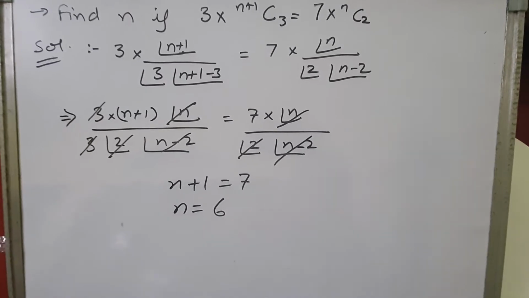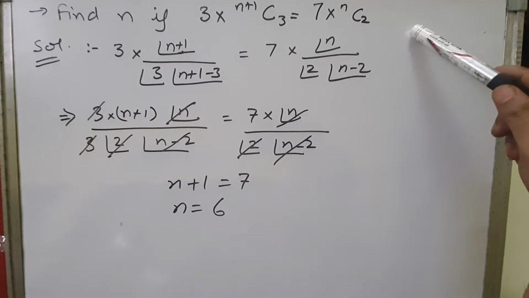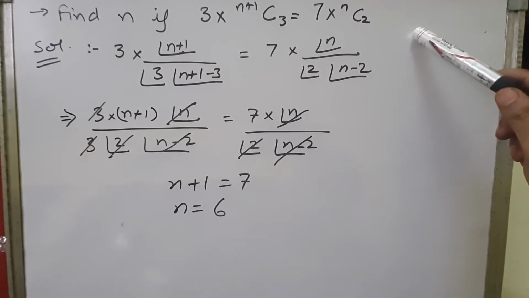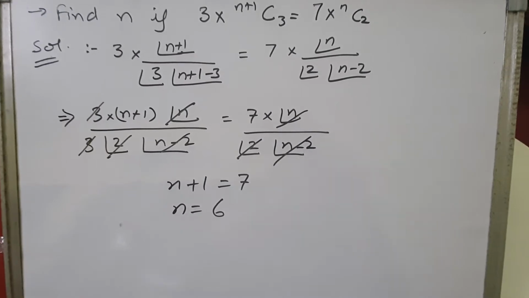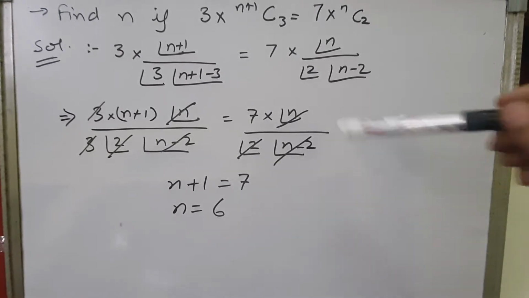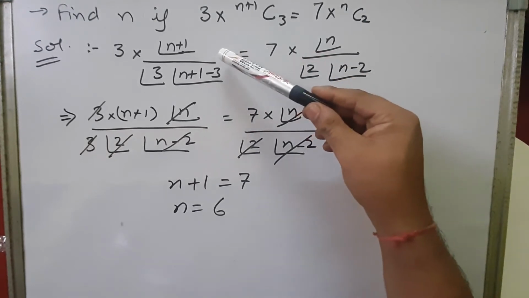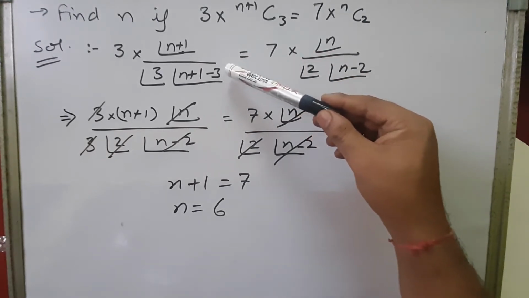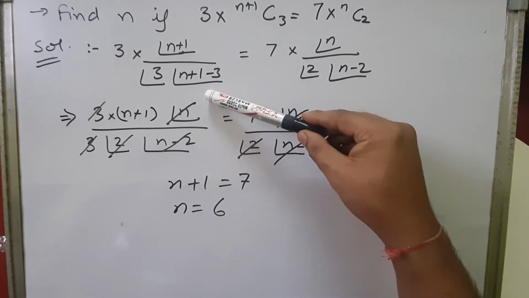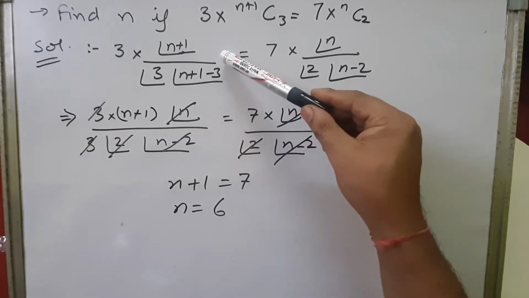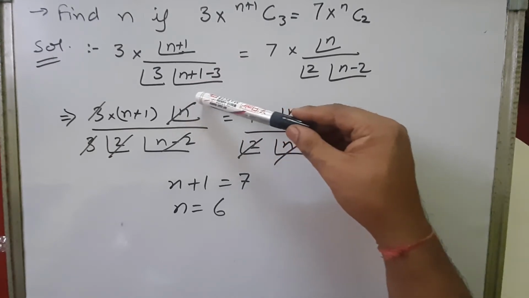Okay, let's see another sum, children. Now in this sum it is given: find n if 3 into (n+1)C3 equals 7 into nC2. Alright. Okay, let's see the solution. If we simplify, it's (n+1)C3, right? So it will become 3 into factorial (n+1) upon factorial 3 into factorial (n+1 minus 3), right? By the formula factorial n upon factorial r into factorial n minus r.